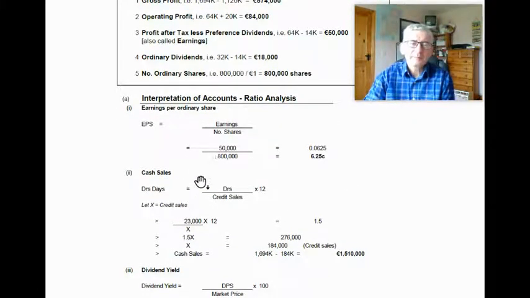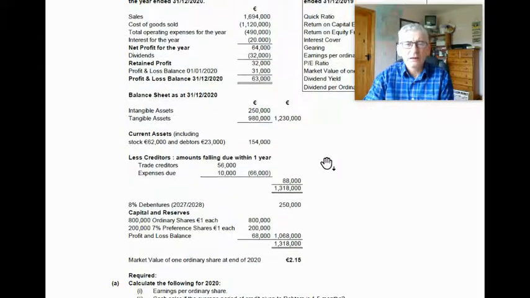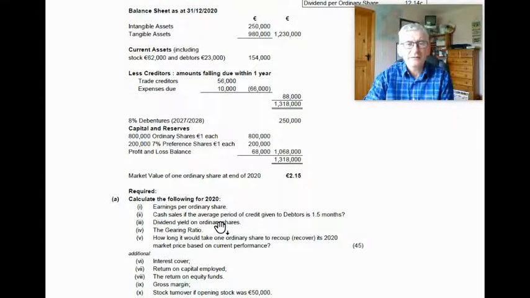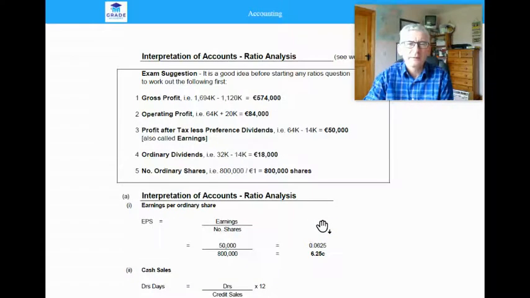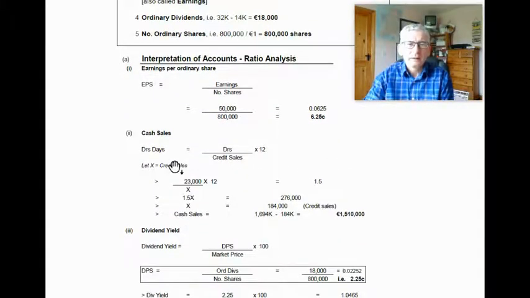The next thing we're asked, if you go back to the question, is what would the cash sales have been if the average period of credit given to debtors is 1.5 months? First of all, we're given the debtors' days. So we need to know the debtors' days formula, which is the debtors over the credit sales multiplied by 12. Sometimes you might get the credit sales equal to X rather than writing that word out all the time. And therefore, we know the debtors given to us in the current assets is 23,000 over X multiplied by 12. We know that's equal to 1.5.